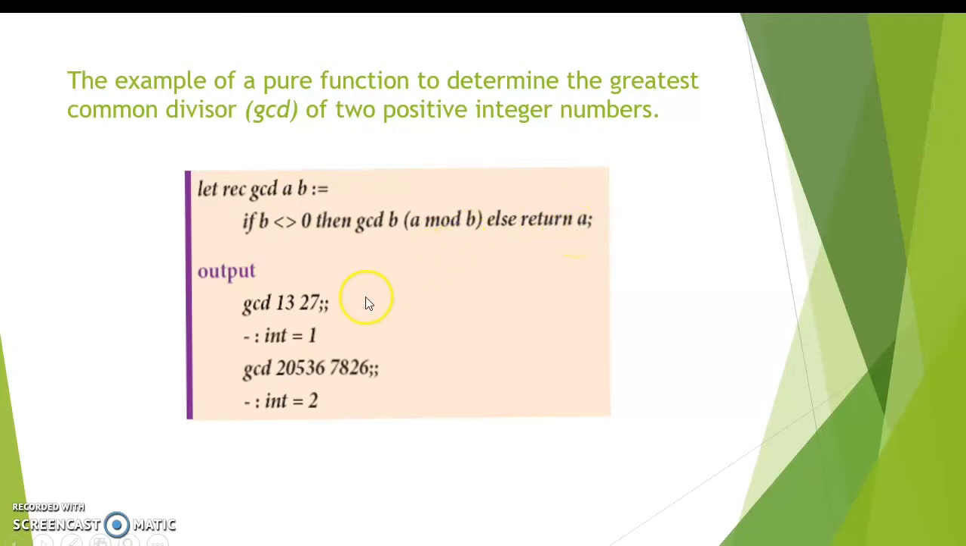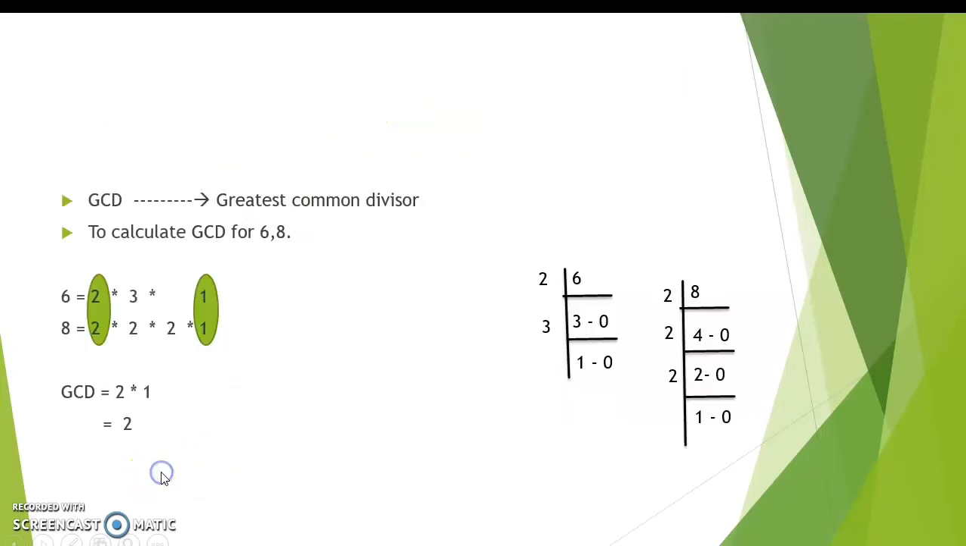Okay. So now we just see the manual example of how to calculate the GCD, and then we discuss this algorithm with the implementation of given inputs. Okay students, now we can see how to calculate the GCD for the given numbers. In this example I am taking two integer numbers, 6 and 8. Now we are going to calculate the GCD for 6 and 8.